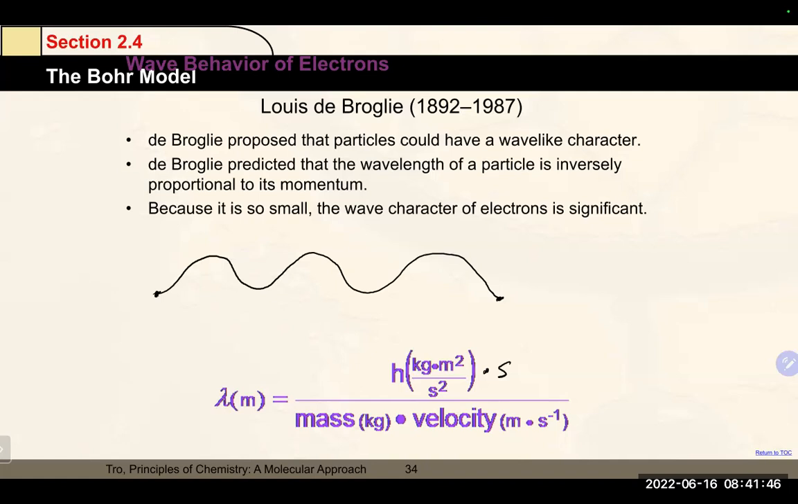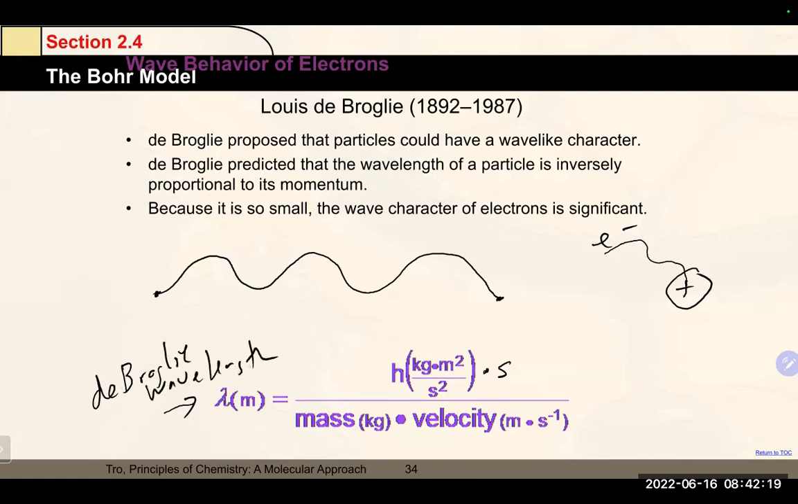That's an idea if you think about our positive nucleus and our electron. Even though electrons are particles and they're randomly moving, they are tied to the nucleus by that attractive force. So they get that wave-like character as they're moving around. So we can figure out what is sometimes referred to as the de Broglie wavelength, and that is the wavelength in meters.